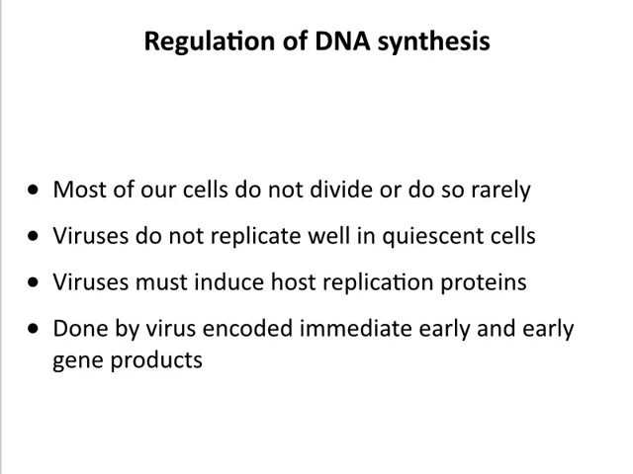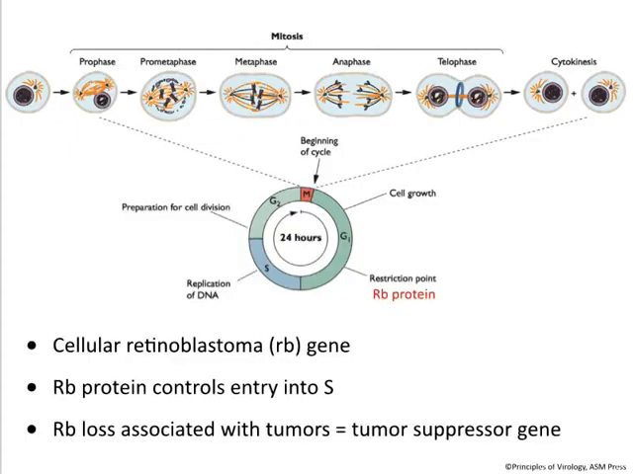So what viruses do is they induce host replication proteins. And this is often done by proteins that are made by the virus early on in the replication cycle to get the cells going so they're ready to replicate their DNA. And this is really interesting. It is going to have relevance to transformation and oncogenesis later on.